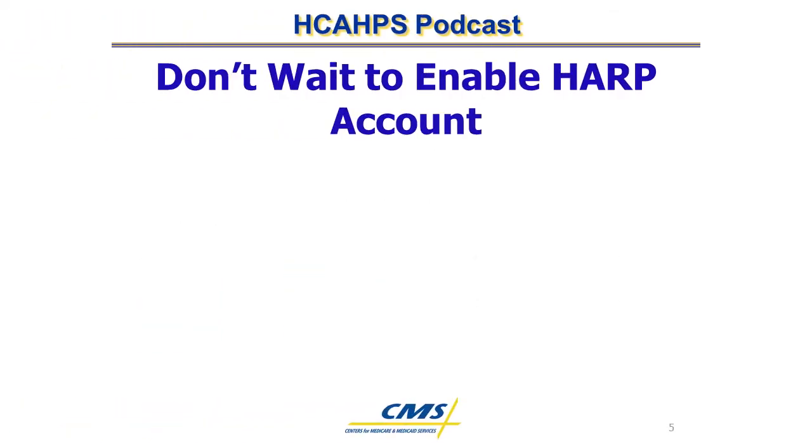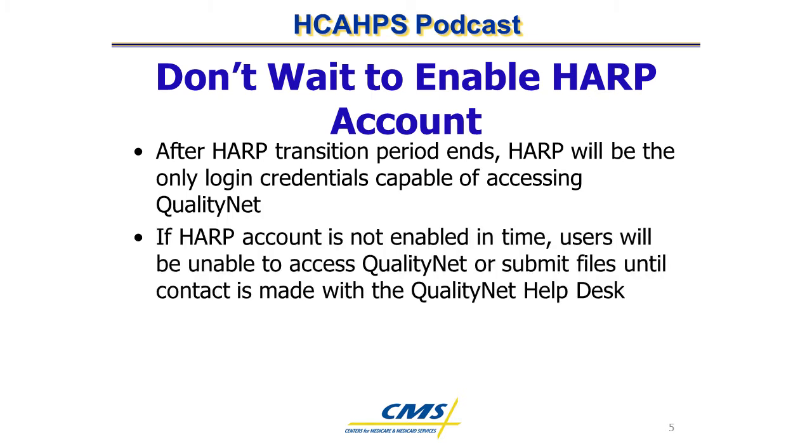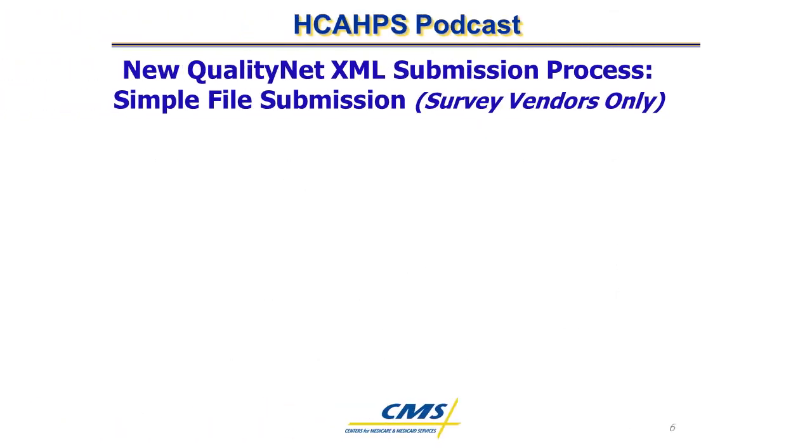Slide 5. Don't wait to enable HCAHPS account. After the HCAHPS transition period ends, HCAHPS will be the only login available to access QualityNet. If a user's HCAHPS account was not enabled by the end of the designated transition period on June 15, 2020, the user will not be able to access QualityNet or submit files until contact is made with the QualityNet Help Desk. The user will have an opportunity to work with Help Desk personnel to link all existing accounts to a new HCAHPS login credential.